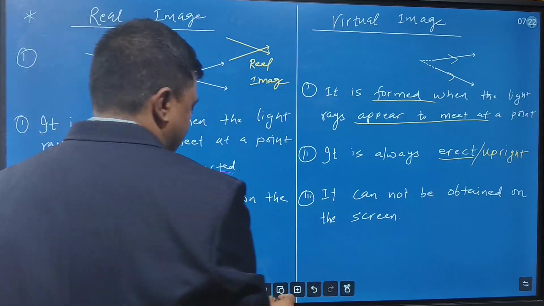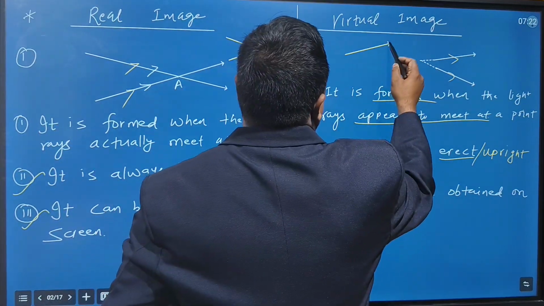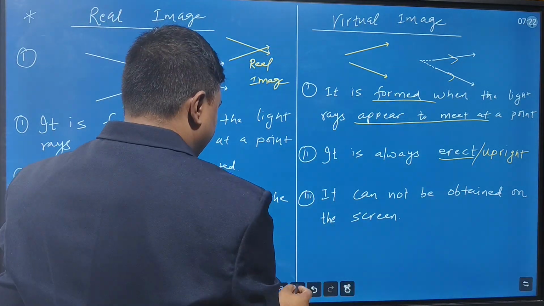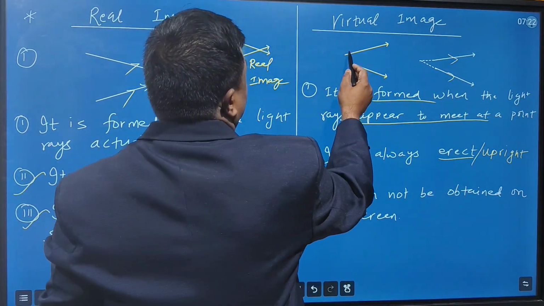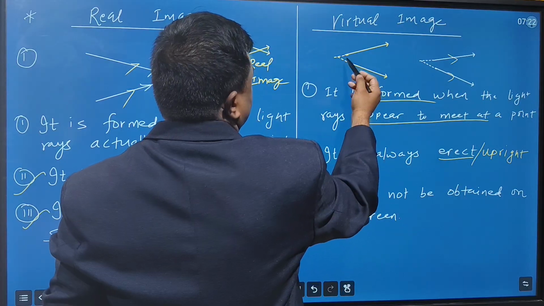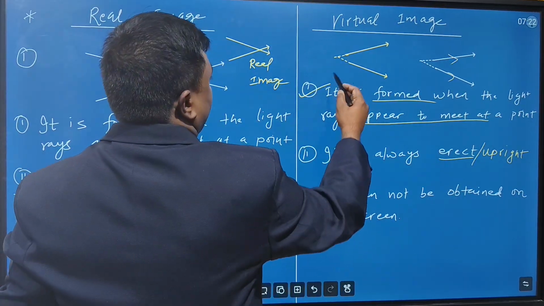But when the light rays are not meeting, they are diverging right now. If they appear to meet once you bring them backward, you can see here, they will appear to meet at this point. So here a virtual image is formed.